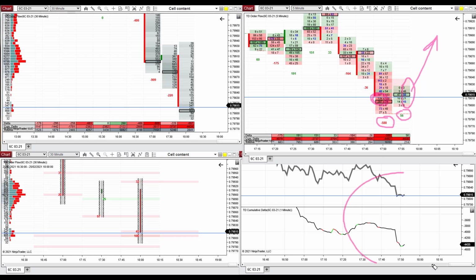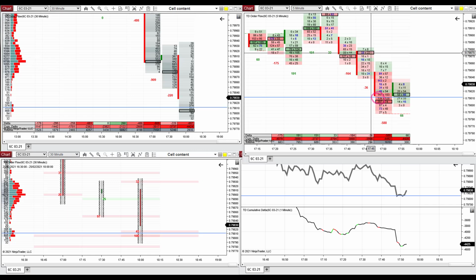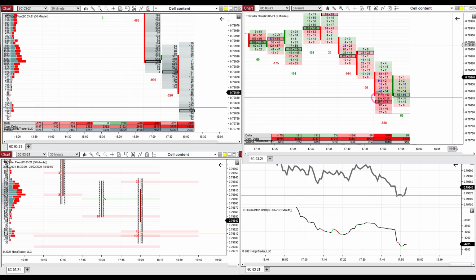There was no divergence on price and delta, but that was nice confirmation in here. Those guys are passive buyers who entered with buy limit orders. Yeah, this will be a nice place for a take profit. Buyers are jumping in.